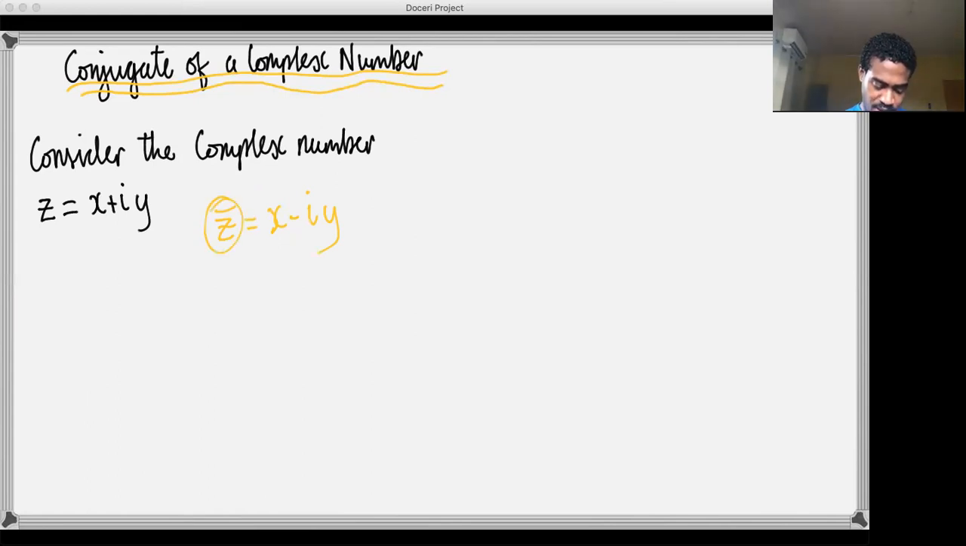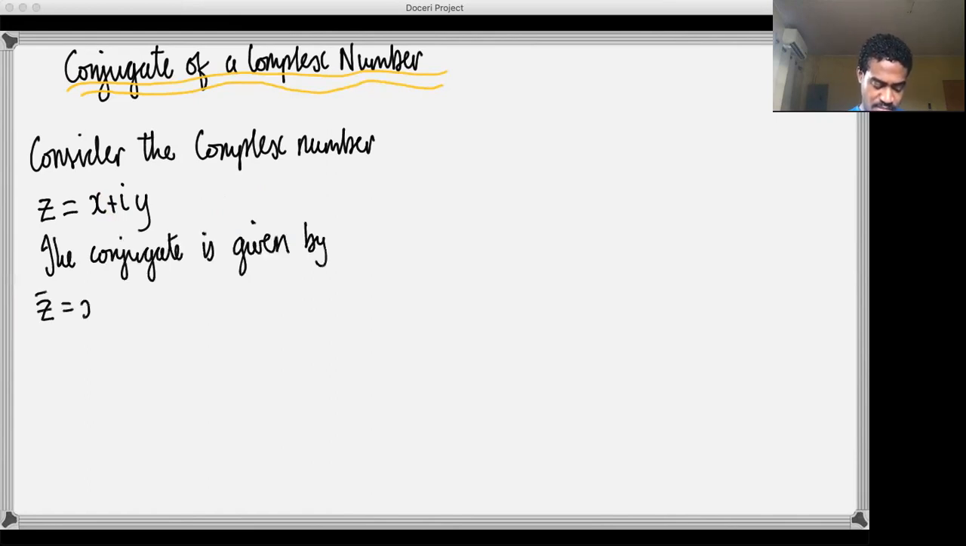So we just put a bar on top of it here. Sometimes they denote it by z star as well. They put a little star right in the corner there. So that's basically it, right? You have a complex number. Its conjugate is simply a change in sign between the real and imaginary part. So this is what we have here. The conjugate is given by z bar, which is equal to x minus iy. So this is your change here. Big change there. And you see we represent it by z bar. Some places you see it denoted as well by z star.